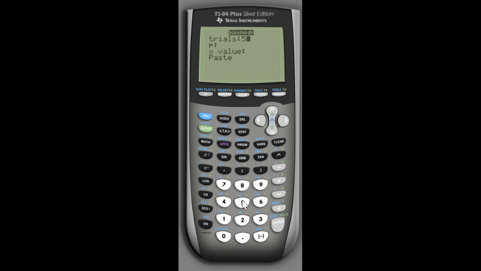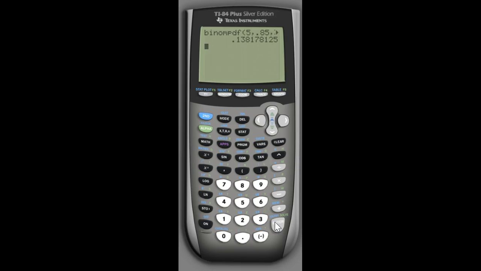All right, in my experiment, I did 5 trials. The probability of success was 0.85. And I want to know the probability that 3 of those adults actually know how to use Instagram. I hit paste. I hit enter. And there we go. 13.8% of them do. It comes up with the exact number that I want.